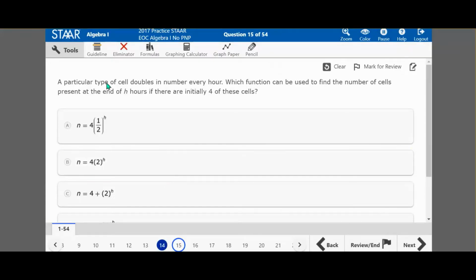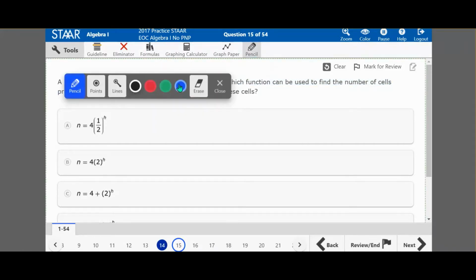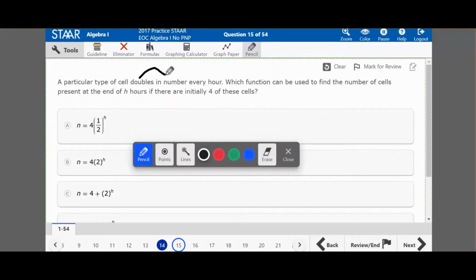A particular type of cell doubles every hour, so we know it's times 2, right? Because doubling means times 2, yeah, my bad. Which function is used to find the number of cells that are present in h hours if there are initially 4 of the cells? So remember our rule of exponential functions. Our beginning value is the number with which they started.